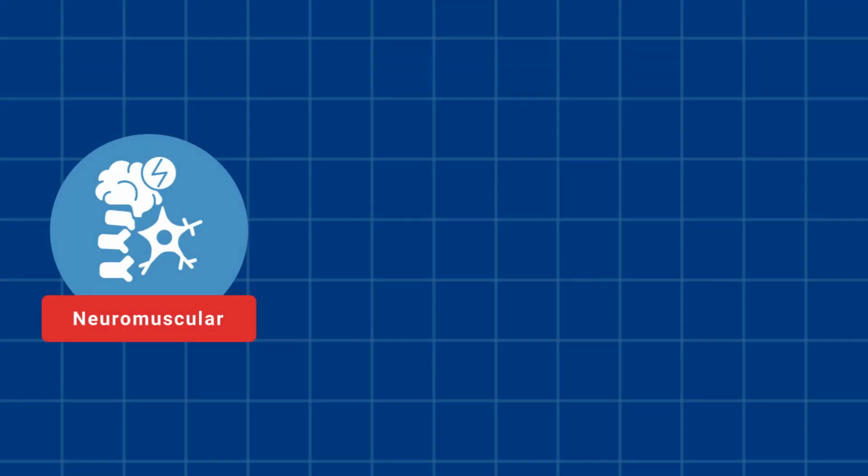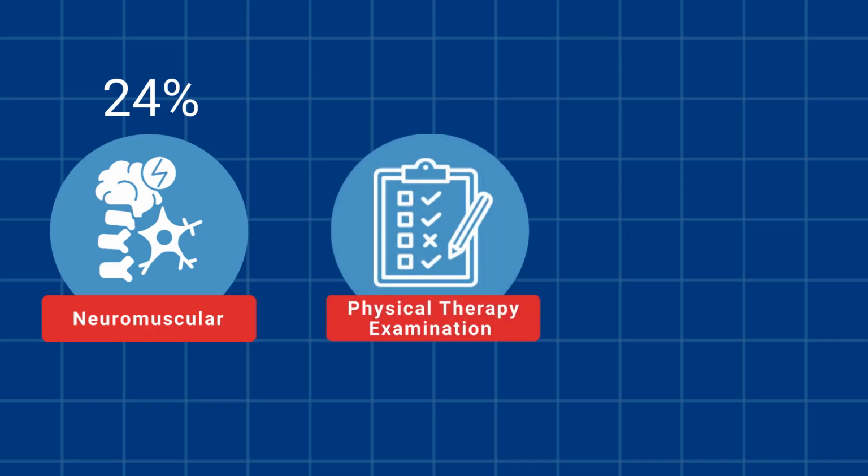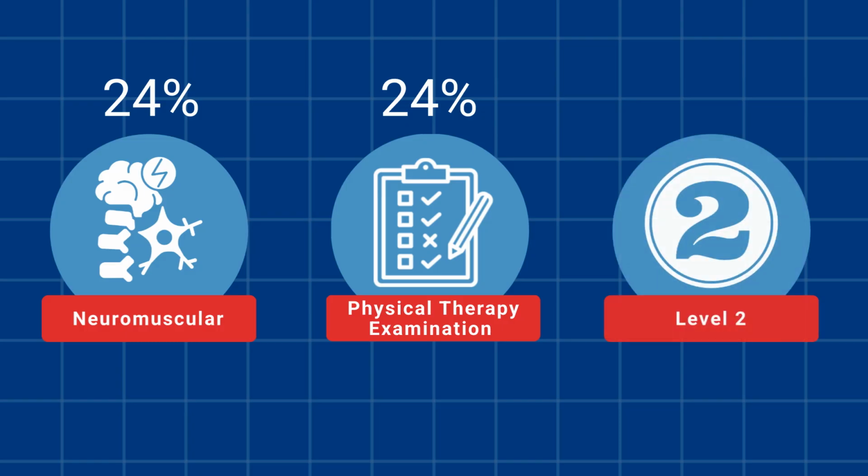This question is a neuromuscular and nervous systems question, which represents approximately 24% of all exam items. This question is a physical therapy examination question, which represents approximately 24% of all exam items. This question is a Level 2 question, since the question requires students to integrate numerous pieces of information or to apply knowledge in a given clinical scenario.